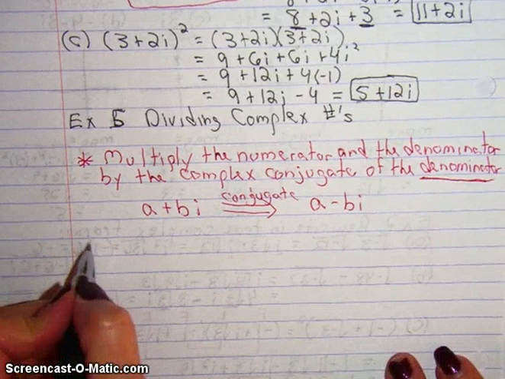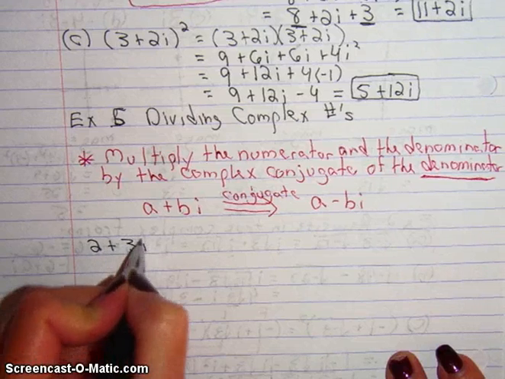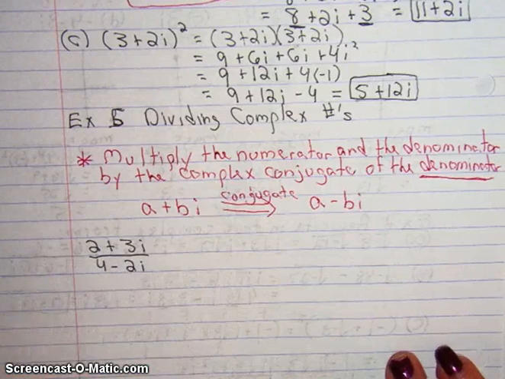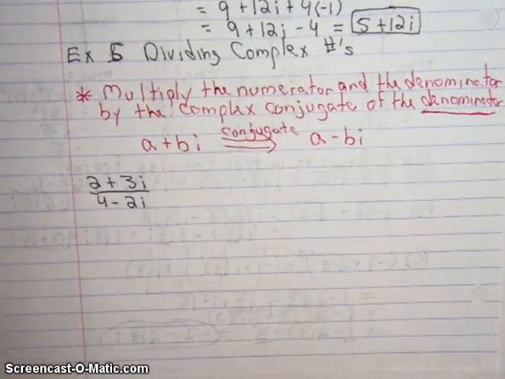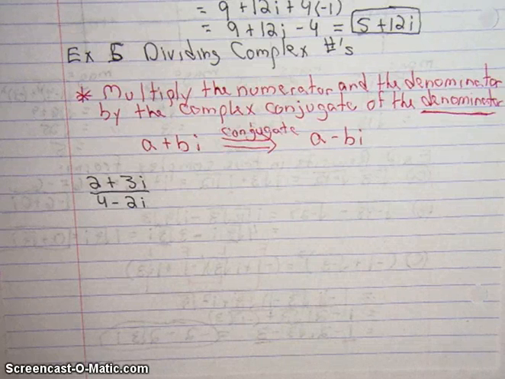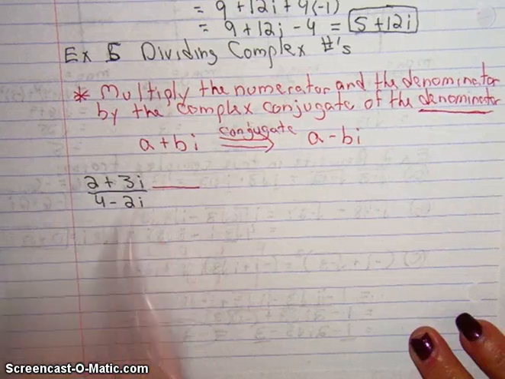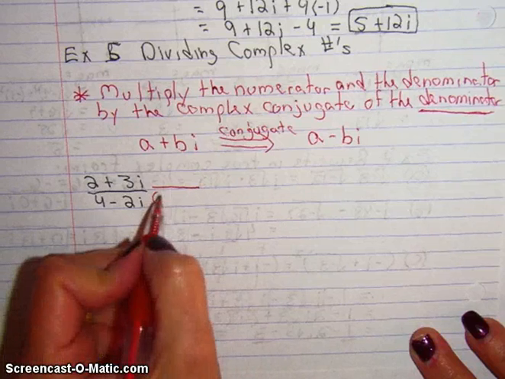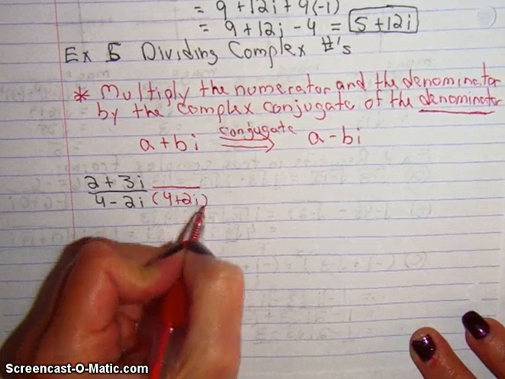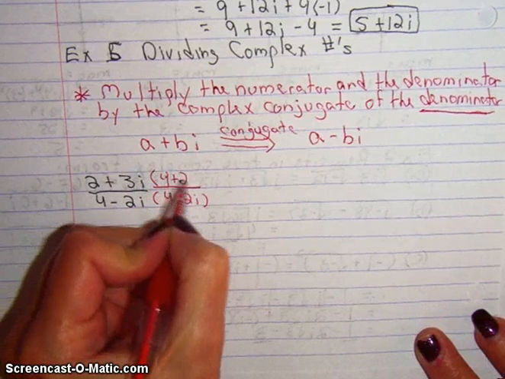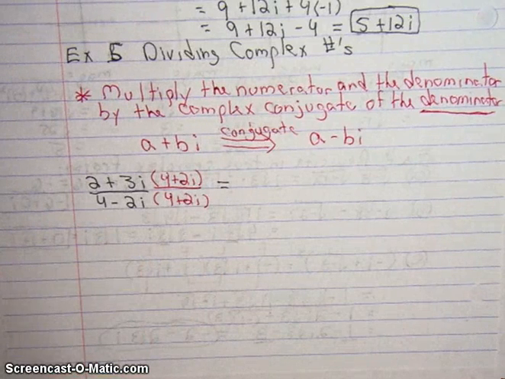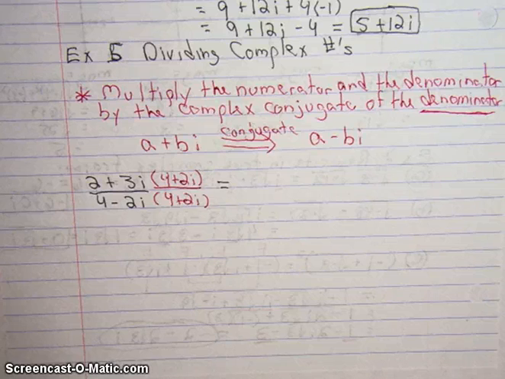All right, so let's divide. 2 plus 3i divided by 4 minus 2i. All right, Sam, what would be the conjugate of the denominator? 4 plus 2i. Very good. And gang, what's the only way to multiply binomials? Foil. Okay, so we got to do a bunch of foiling.